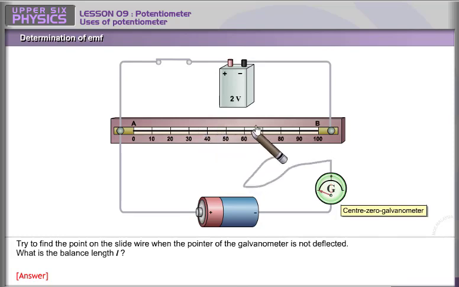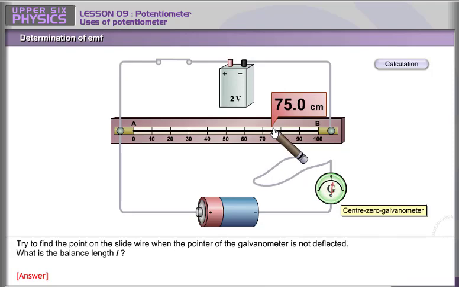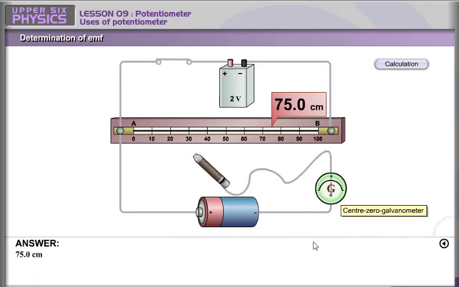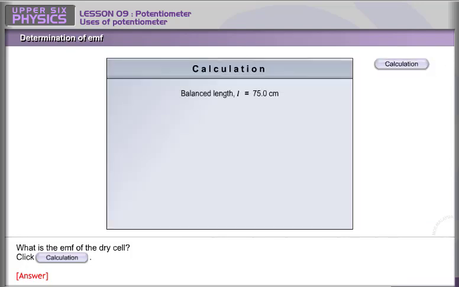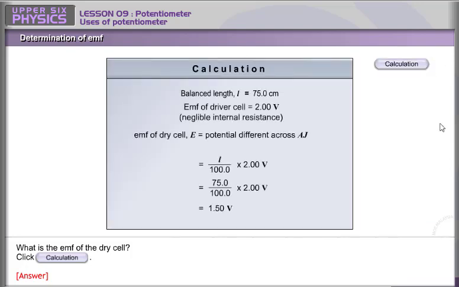What is the balance length L? Answer: 75.0 centimeter. What is the EMF of the dry cell? Click the calculation button. Answer: 1.50 volts.